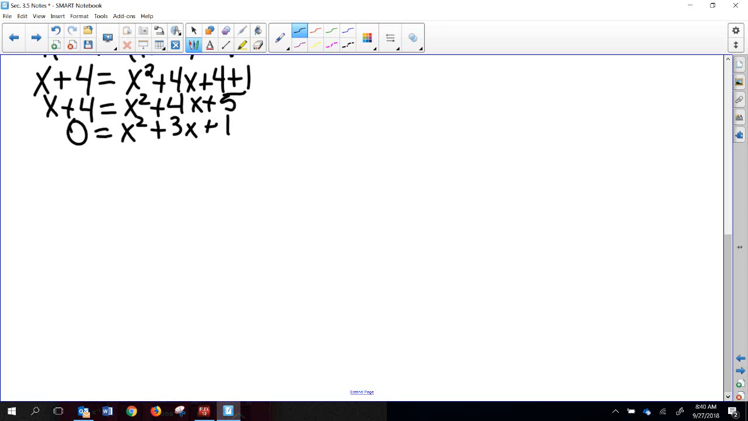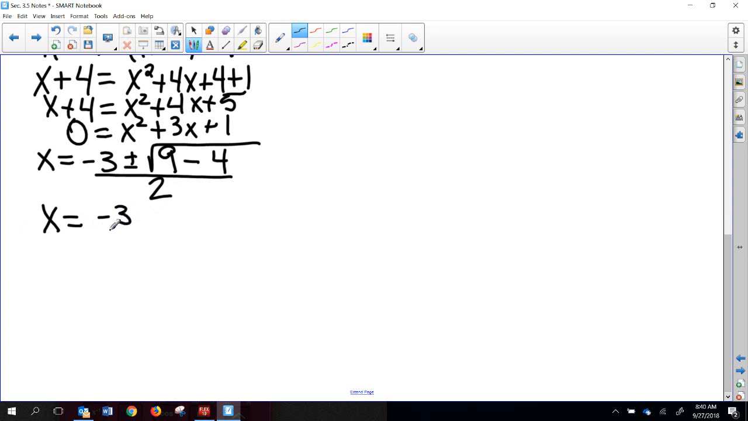Right. 3 is an odd number. So remember how we're going to have to take half of 3 and square it? It's a little tougher to do that when it's an odd number. So we may just want to go ahead and do the quadratic formula. So I'm going to go with that. So x equals -b plus or minus the square root of b squared minus 4 times a times c, all over 2a. So now my solutions are going to be -3 over 2 plus or minus radical 5 over 2. Each of those terms is getting divided by 2.